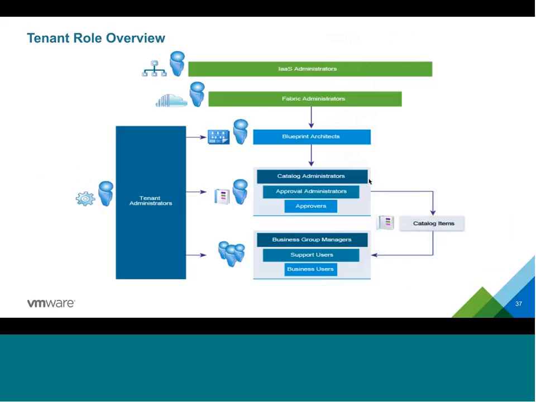So as a tenant, typical IaaS administrators will configure the endpoints, fabric administrators slice up the entire resource, blueprint architects will configure the blueprints, catalog administrators can manage the catalog portion, and then there are approval administrators who manage the approvals, and there are approvers who can actually approve things, the different approval policies. Then you have business group managers who manage the business group users, and then you have support users.